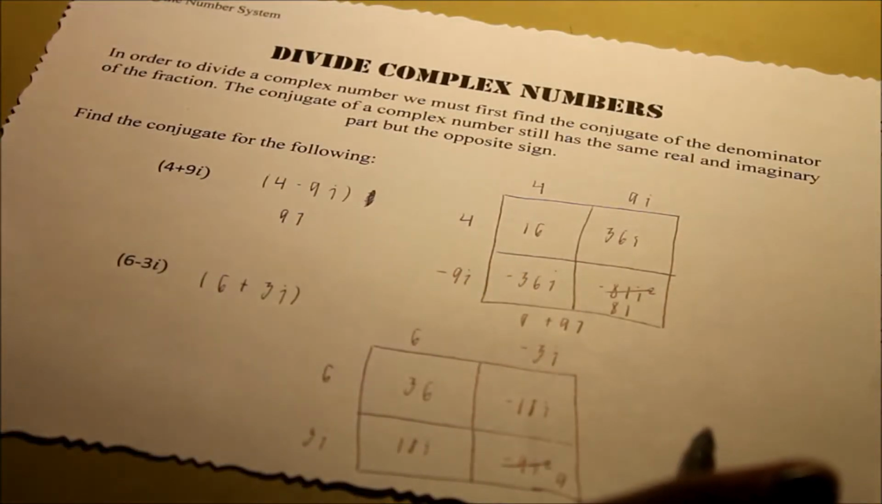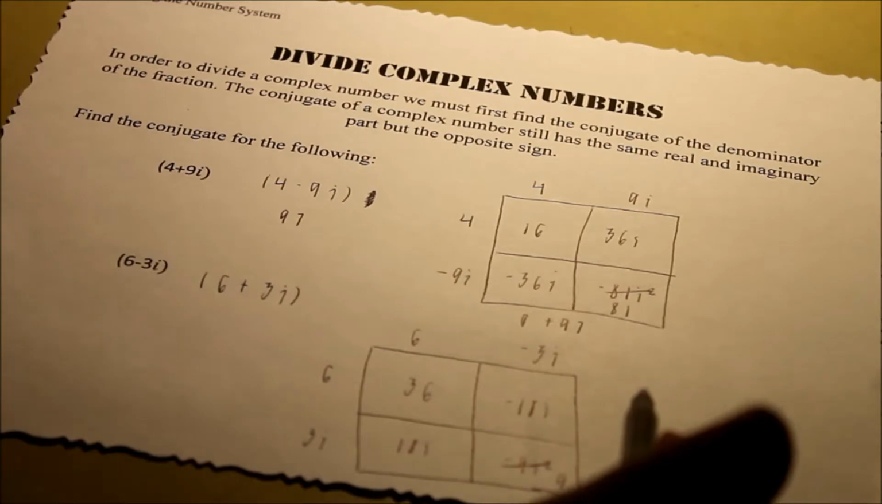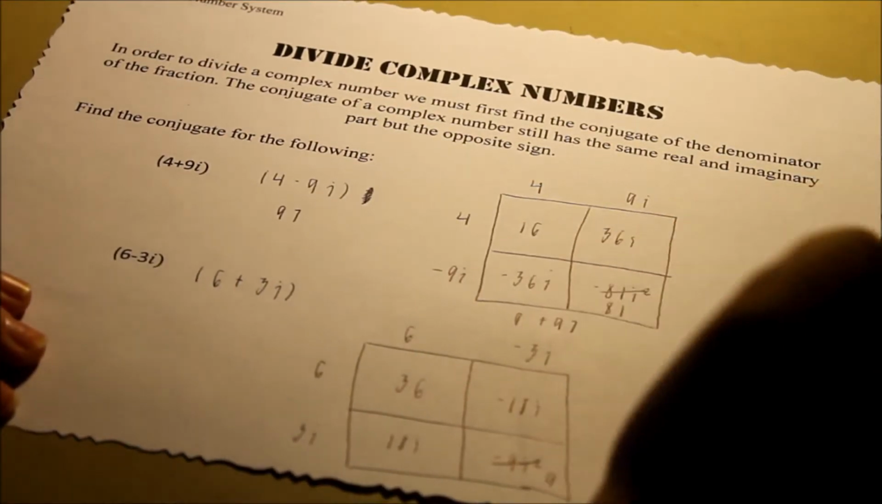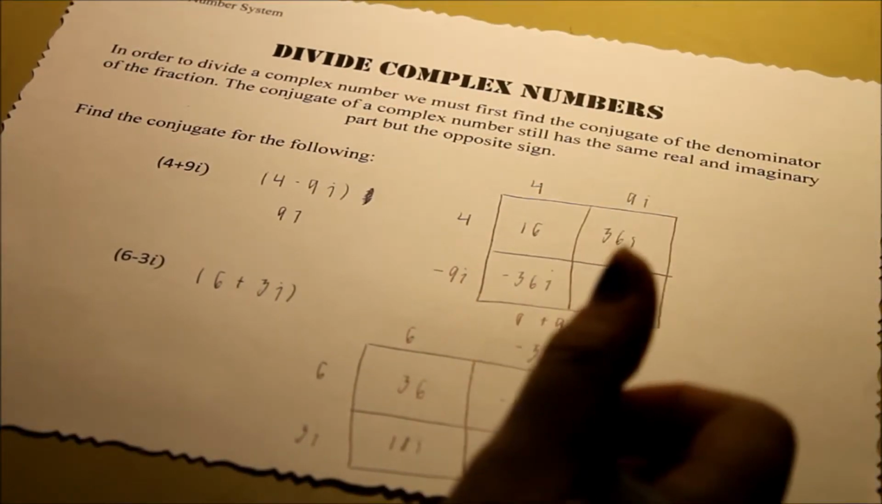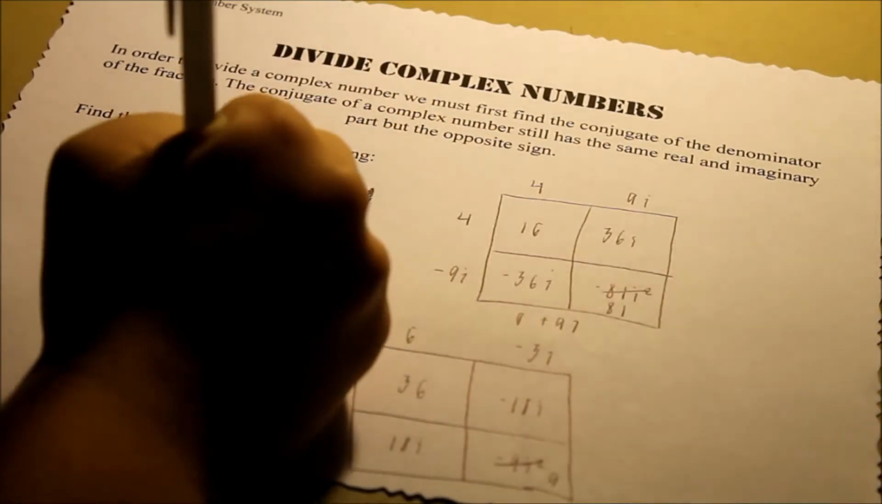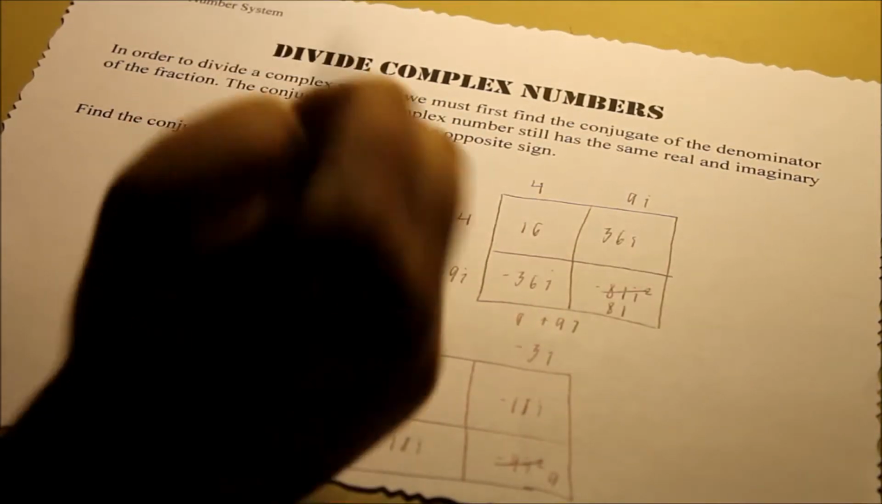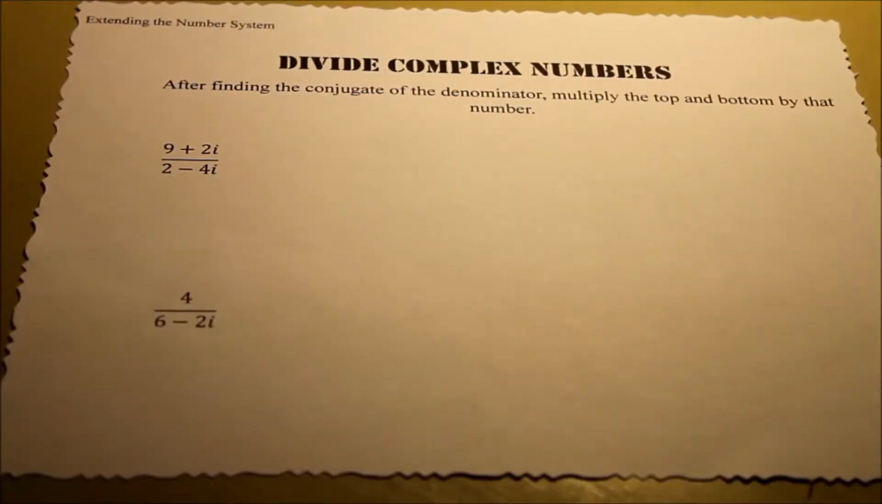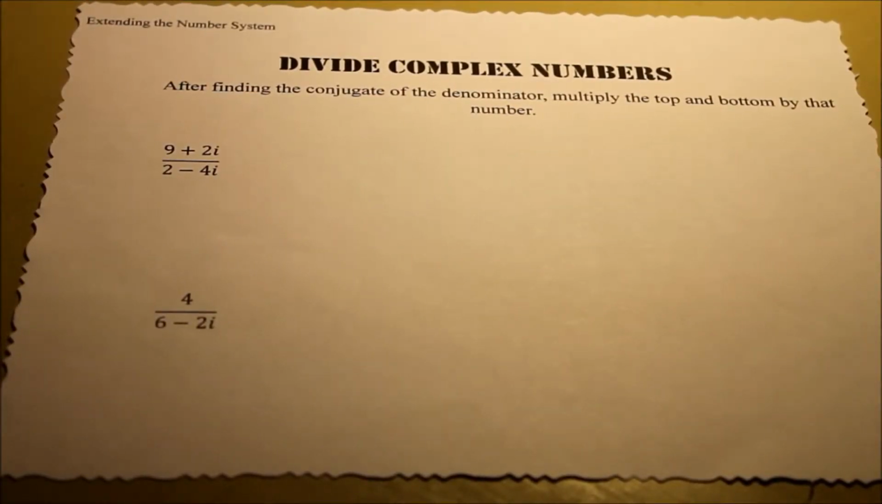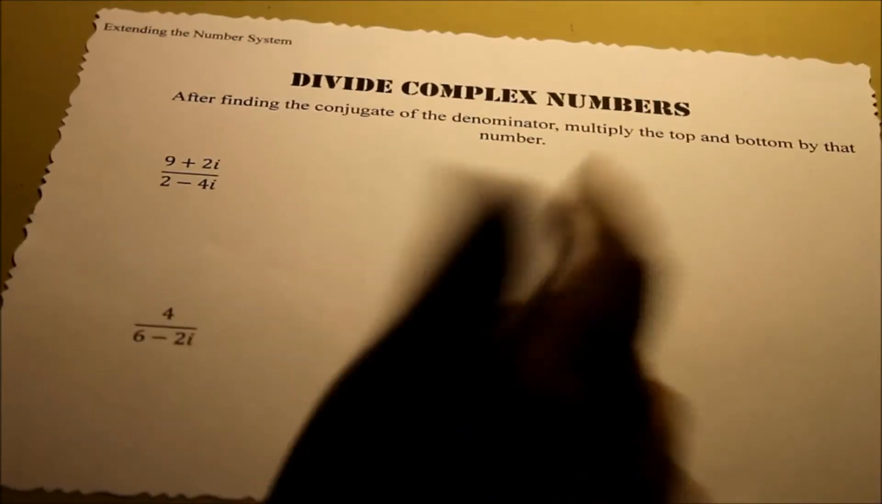So then you combine like terms. So 36 plus 9 is 45. And 18i plus negative 18i is just 0. So your answer will just be 45. So for dividing complex numbers, you have to find the conjugate. After you find the conjugate of the denominator, multiply the top and bottom by that number.